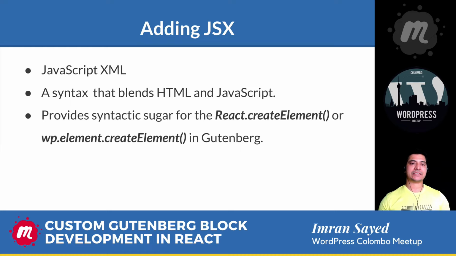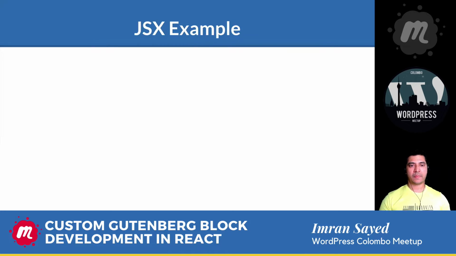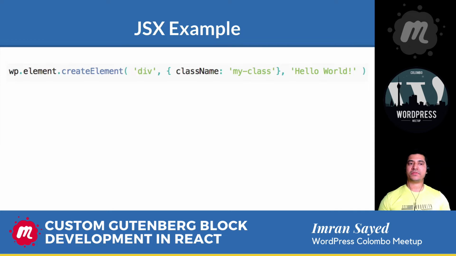JSX provides syntactical sugar for React.createElement, or wp.element.createElement in Gutenberg, which is the function that creates the HTML element. Let's take an example of this. In the WP object, which is available globally, you have element and then you have the createElement method. Like I explained, this function can create the div element for you. The first parameter that you pass is div. Then you pass the class name, and then whatever text is going to go inside of that div element, you put that there as a third parameter.